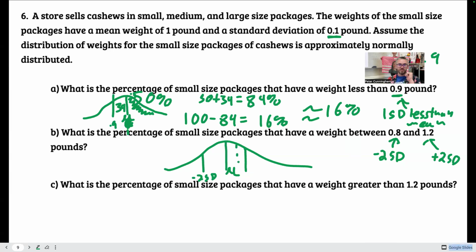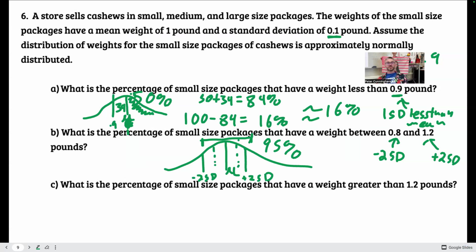I'll put 2 lines. Right, so minus 2 standard deviations, plus 2 standard deviations. And in between there, if you did the normal CDF, you would get these numbers, but also you have the curve that shows you that within 2 standard deviations of the mean, that curve under there is 95%.